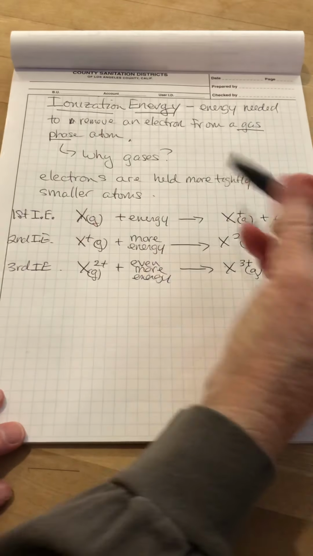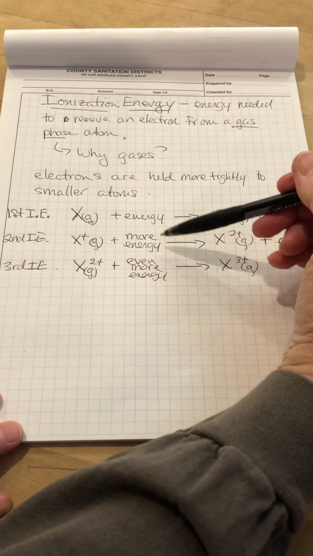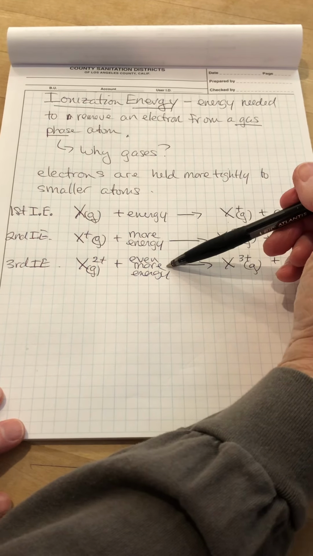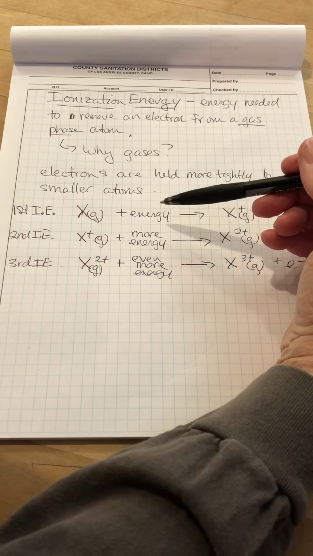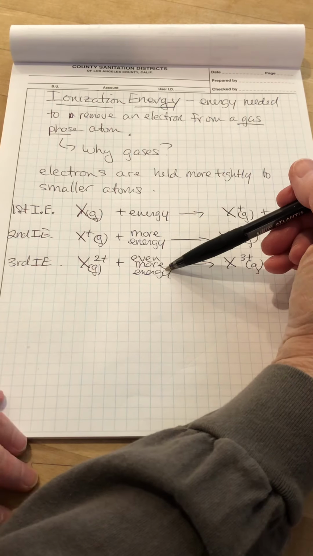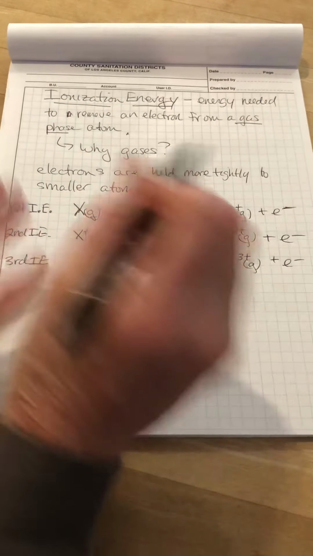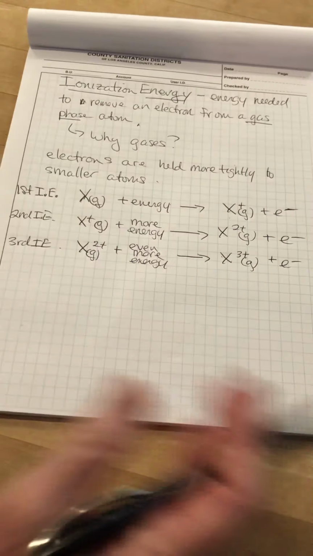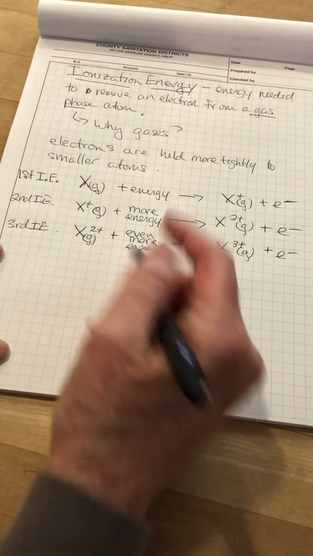Okay, so this is going to be the smallest amount of energy. That's going to be more. That's going to be even more. So say if this was 10 joules, this would take 25 joules. This may take 50 joules. These numbers are totally made up, but I'm just trying to give you a sense of bigger.